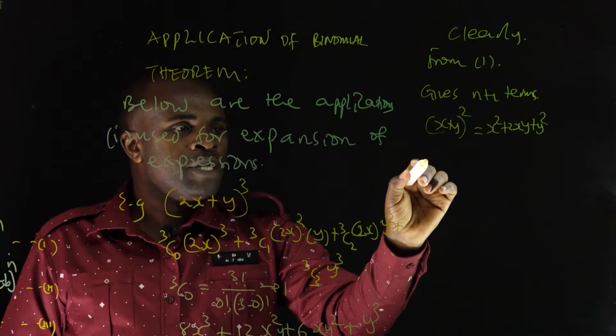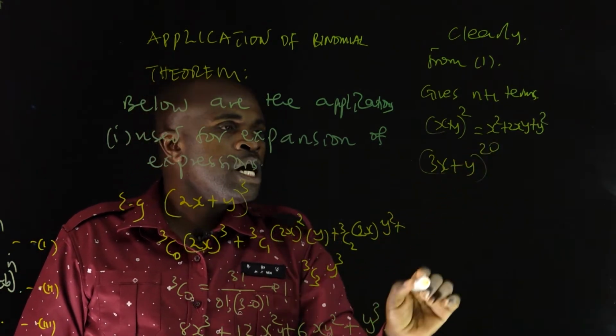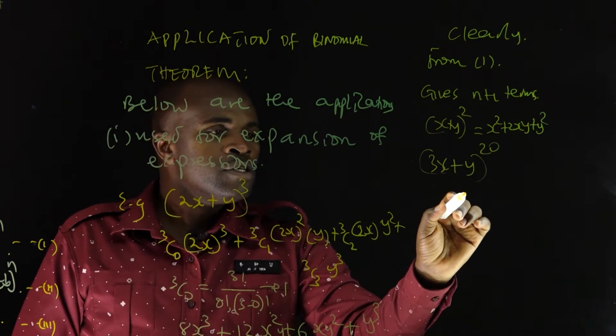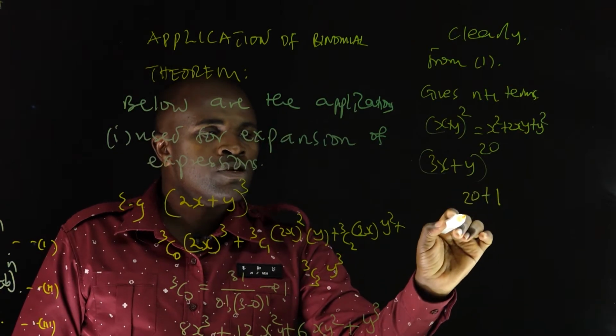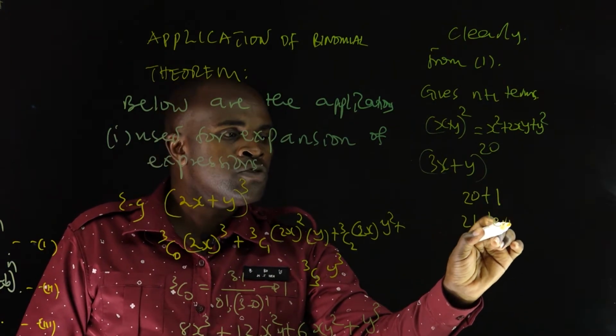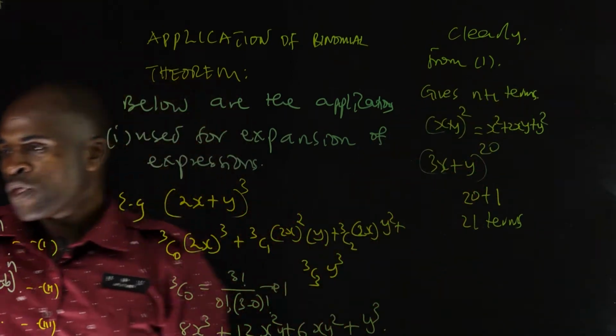So case 1 is giving you (3x + y)^20. How many terms upon expanding? n is 20 plus 1, so there exist 21 terms in the expansion. This is the concept.